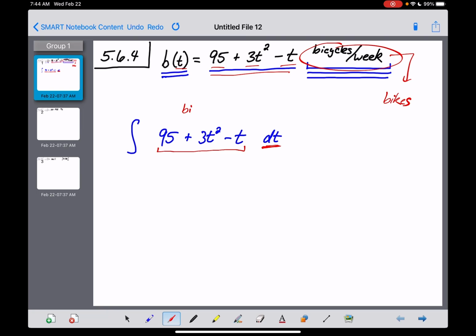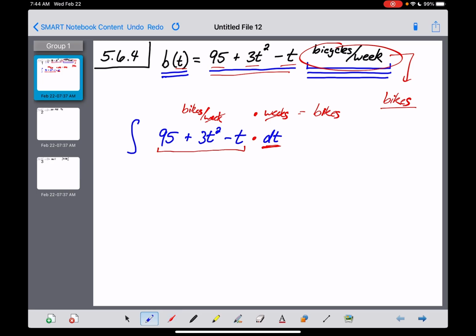So what we're doing here, guys, is taking this rate function of bikes per week, and remember, this is multiplication, even though we don't usually write it, and multiplying it by dt, or delta time, which is in weeks. And when we multiply bikes per week times weeks, the weeks cancel, and we end up with a total number of bikes, which is what we're looking for in this problem.